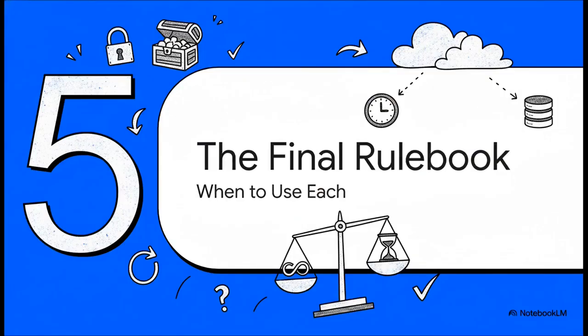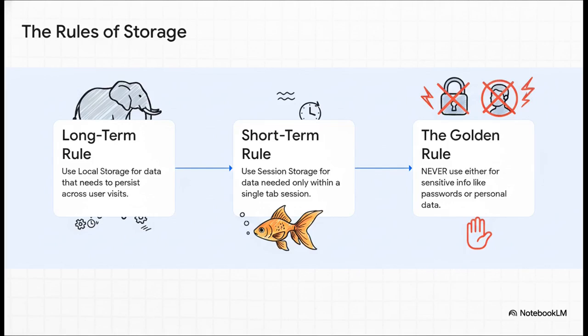Now that we know exactly how they're different, it all boils down to a super simple set of rules for any developer trying to decide which one to use. And here they are. It honestly is this simple. Rule number 1, the long-term rule. If the website needs the data next week, you use the elephant, local storage. Rule 2, the short-term rule. If that data is totally useless the second the user closes the tab, you use the goldfish, session storage.